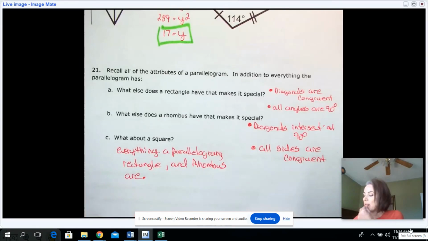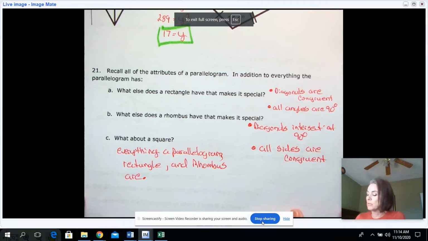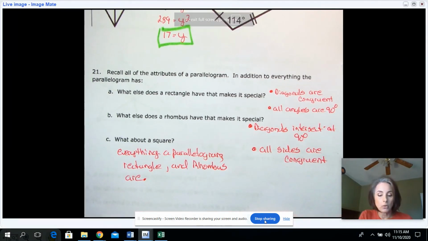So there you go. You all need to study number 59, quiz review number 1, and number 60, quiz review number 2 for your quiz tomorrow.